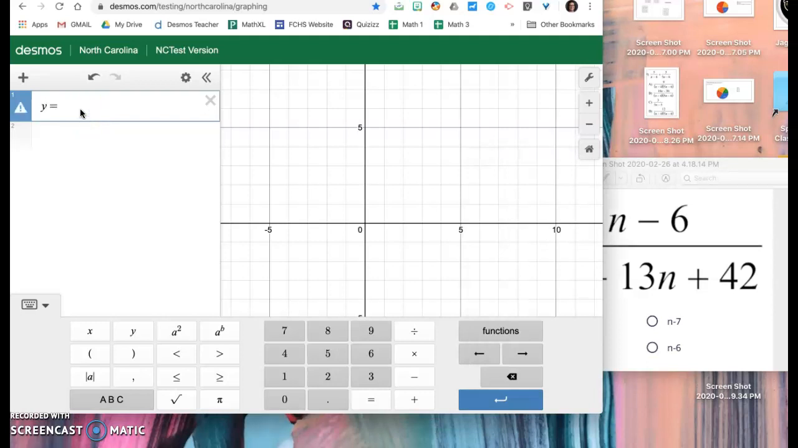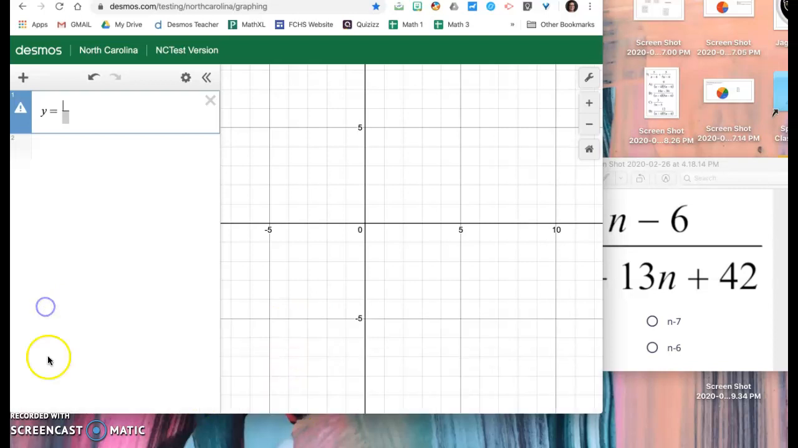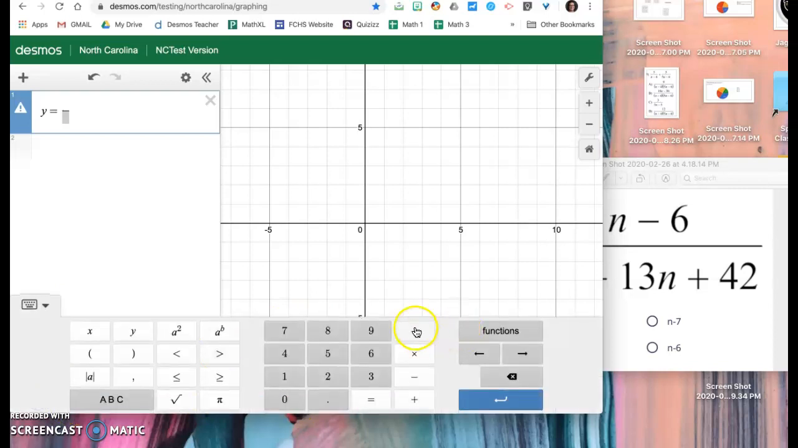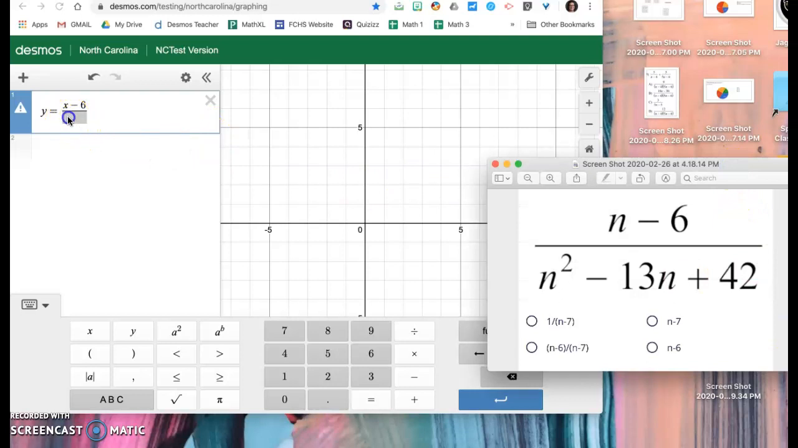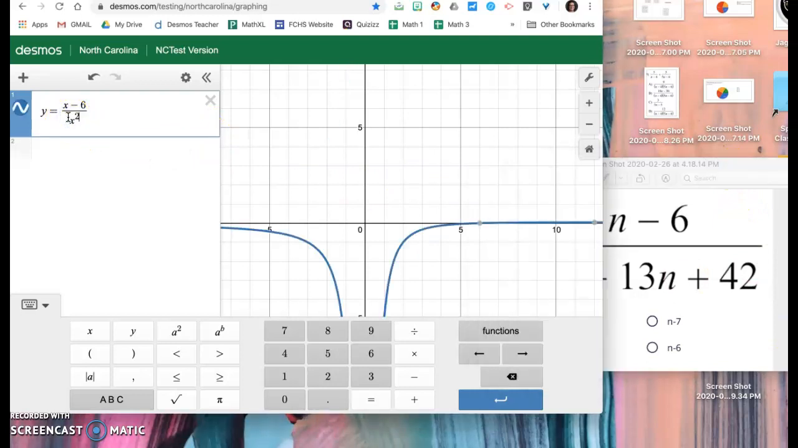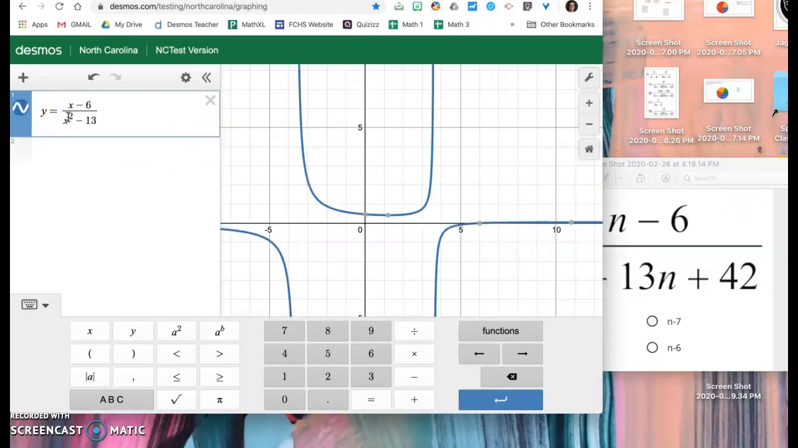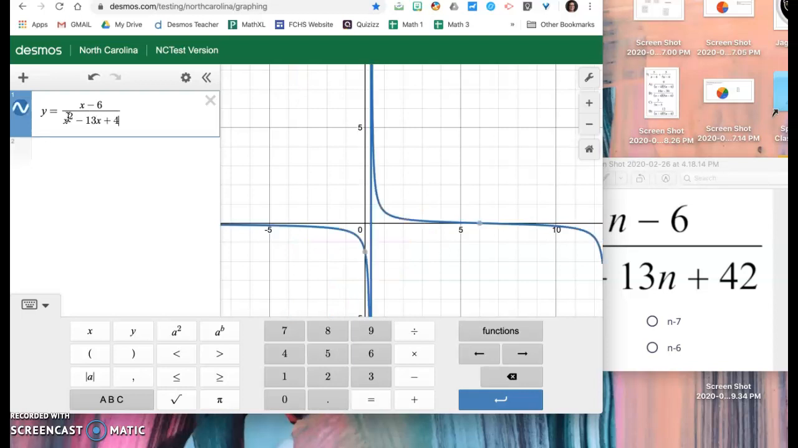So I'm going to do y equals. I'm going to hit my division key. Now, if you don't have a device that has an actual keyboard, then you would just go to the keyboard in DESMOS and hit the division symbol. It's going to create that template, and I'm going to type x minus 6. And then this one I have n squared, so we're going to do x squared minus 13x plus 42.